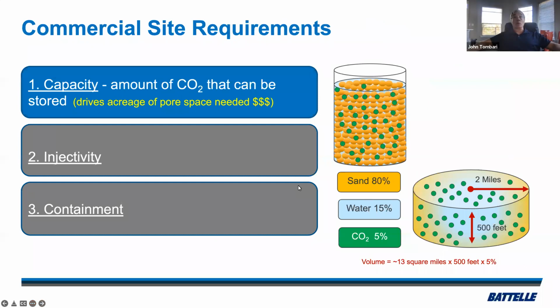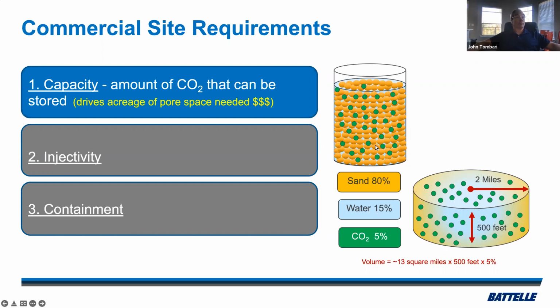So now that we know where we're looking in the earth, let's talk about what would make a site commercial. The first thing that has to be evaluated is, just because I find a pile of sand and it has some ability to store CO2, the first thing I have to do is estimate the capacity. How much can it store? So in a commercial situation, an emitter will tell us how much CO2 they have, how much they want to store over a lifetime. And that's when we do the geologic analysis, that's going to dictate how much acreage they will need to acquire based on the properties of the earth and the pore space that's available underneath that acreage.